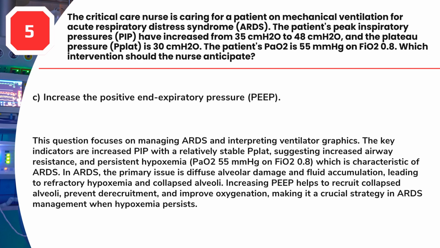Answer, C. Increase the positive end expiratory pressure, PEEP. This question focuses on managing ARDS and interpreting ventilator graphics. The key indicators are increased PIP with a relatively stable PLAT, suggesting increased airway resistance, and persistent hypoxemia, PaO2 55 mm of mercury on FiO2 0.8, which is characteristic of ARDS.